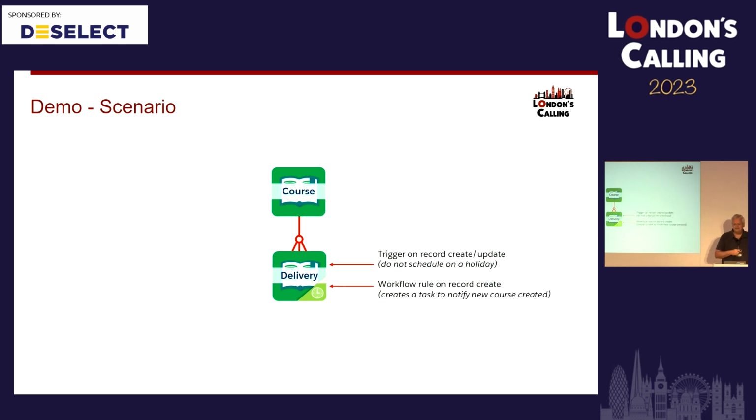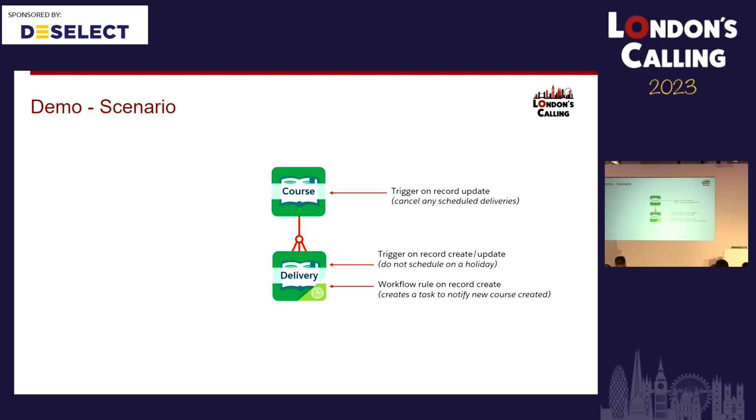Some automation is on these things. On the bottom one here, I've got an Apex trigger. Happens to be written in Apex. Could have probably done it in Flow. That makes sure that we don't schedule a delivery on a public holiday. It's never a popular thing to do something like that, right? And also maybe a workflow rule. Remember those? They still exist. That might create a task. If we schedule a new course or delivery, we might want to tell someone about it.